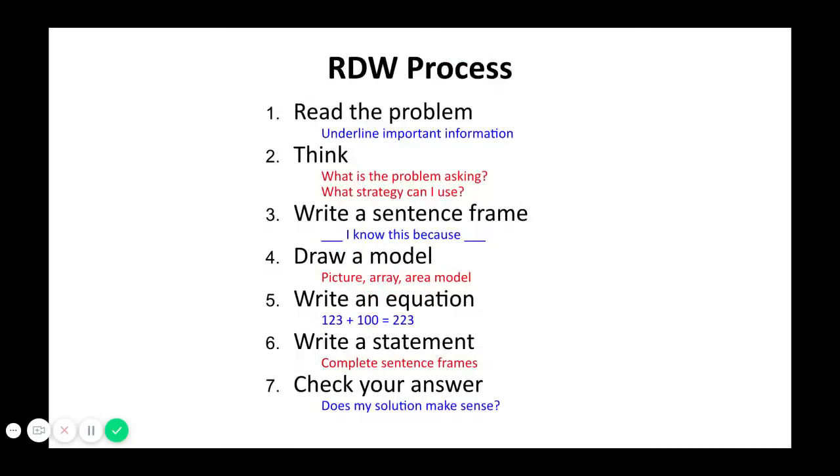Step 5, write an equation. You're either going to have an addition or a subtraction equation. Step 6, write a statement. In step 6, all you have to do is complete the sentence frame. So you're completing the blanks that you wrote in step 3. And last, step 7, check your answer. Does my answer make sense? Before you finish, make sure that you know that your answer makes sense.